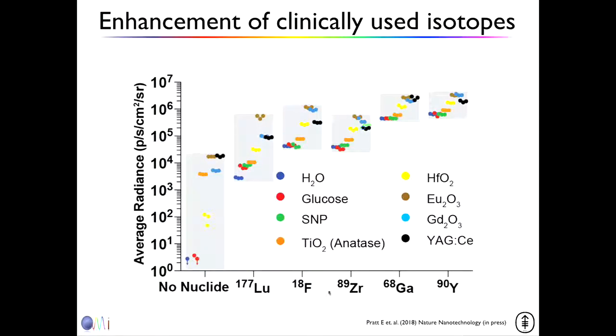But here are some clinical radiotracers. And the same, here's water, glucose, silica, and these various nanoparticles, and the rare earth ones are the best, as you can see. Compared to the water, we always get a nice enhancement of several logs, 2 logs at best. You'll see that here's no nuclide, and there's still some light coming out of these guys.